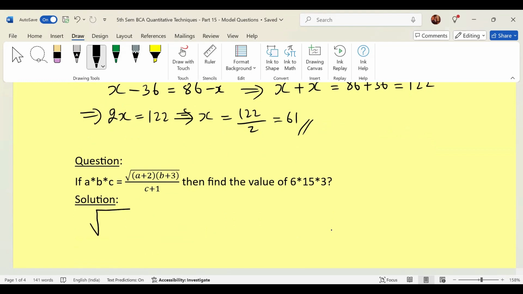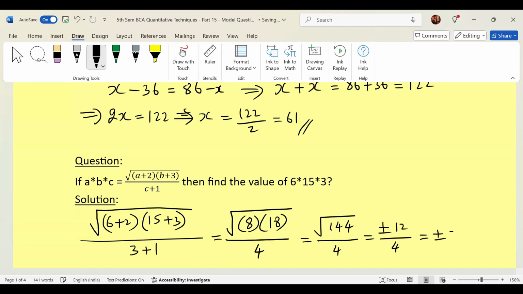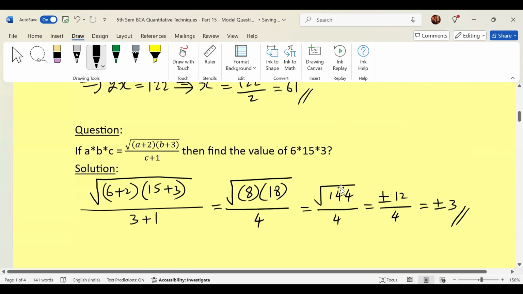So this becomes now square root of A, which is 6 plus 2 multiplied by B, which is 15 plus 3. The whole thing divided by C. C is 3 plus 1. So if we evaluate, we will get square root of 6 plus 2, 8, 15 plus 3, 18. Whole thing divided by 4. That will give you square root of 8 8s are 64. 6 plus 8 is 14 by 4, which is square root of 144 can be written as plus or minus 12 divided by 4. So the result will be plus or minus 3. That is the solution for this question. Let us move on to the next question.